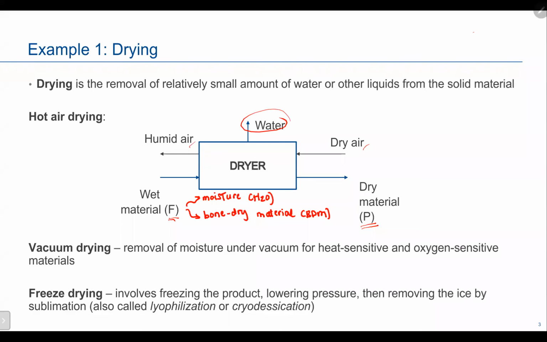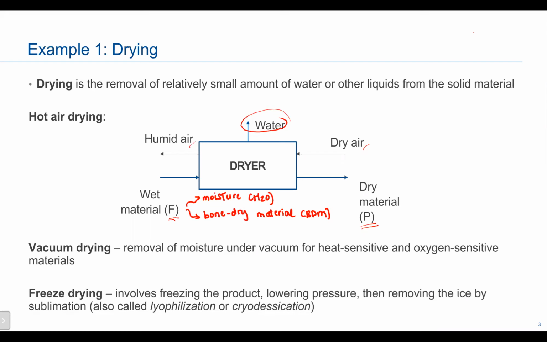Okay? Now, there are some cases kung saan yung mga materials natin are heat sensitive, and also sometimes they are oxygen sensitive. And a good example is yung ating pharmaceuticals. Okay? So in that case, normally hindi nagwo-work si hot air drying. So we usually perform for them yung tinatawag nating vacuum drying, kung saan we remove the moisture or yung water under vacuum. Okay?